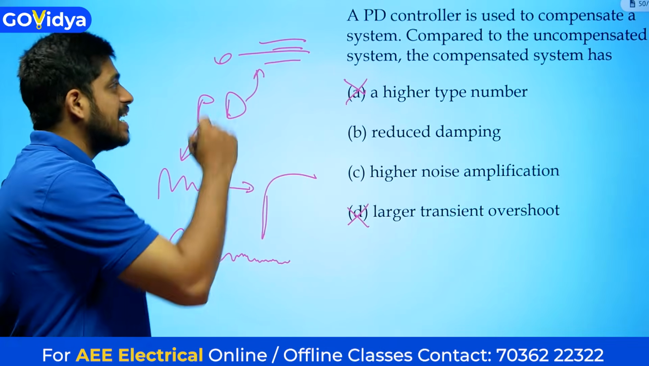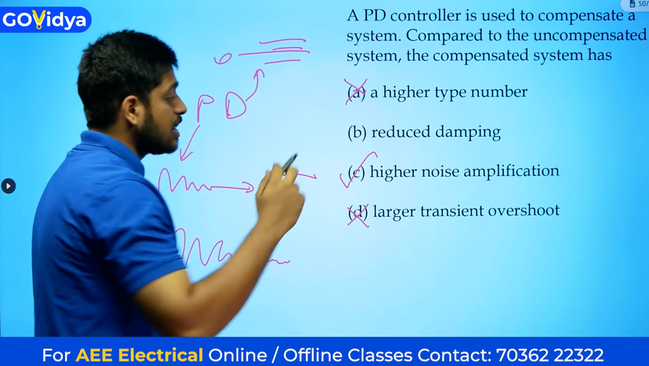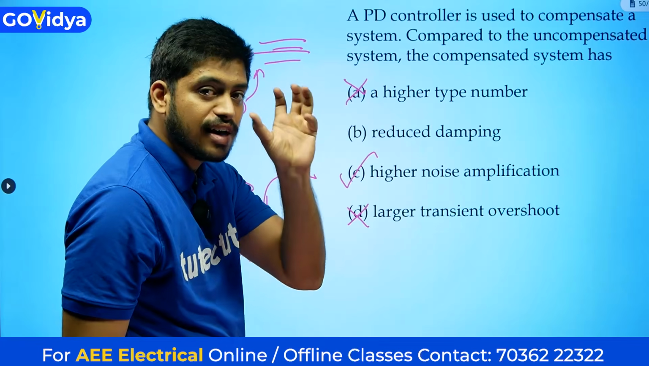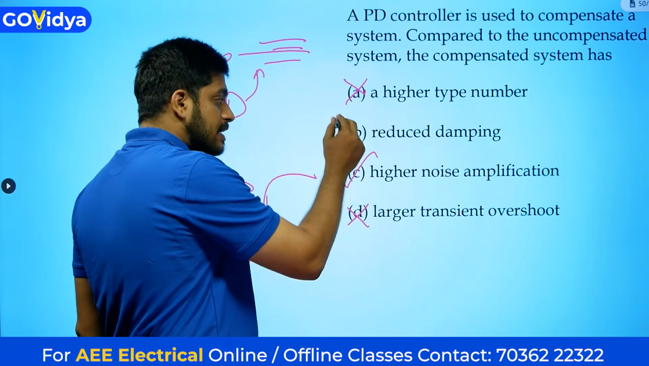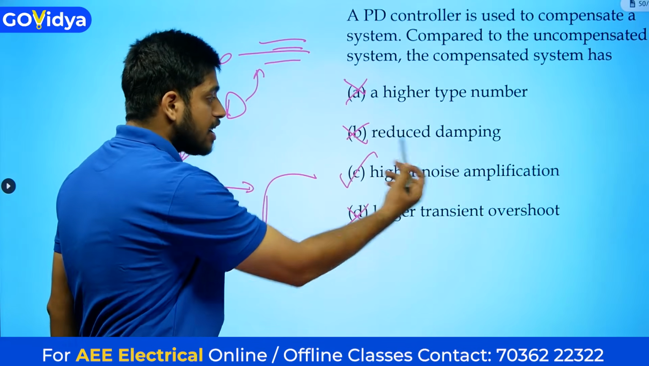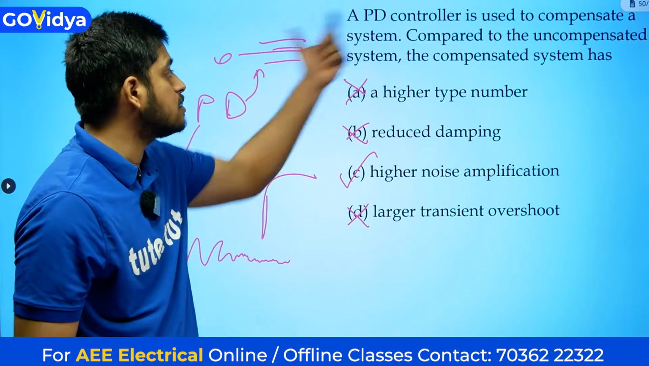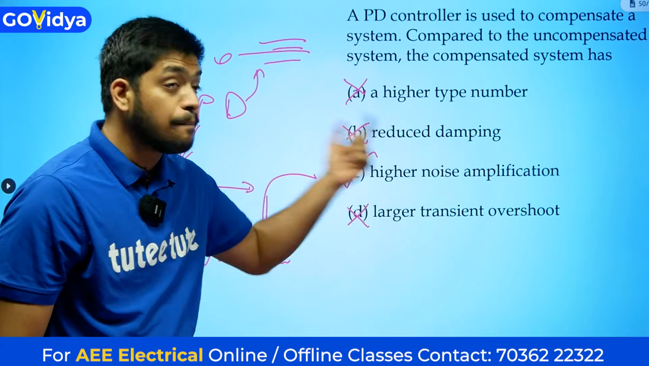So our PD controller is mainly used for a compensated system, which has higher noise amplification. Reduced damping, obviously damping would be reduced, but the main aspect is that higher noise amplification is decreased with this PD controller. So with the compensated system and uncompensated system, this is the main difference.